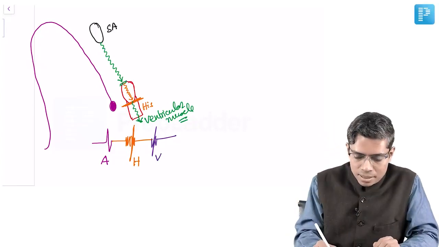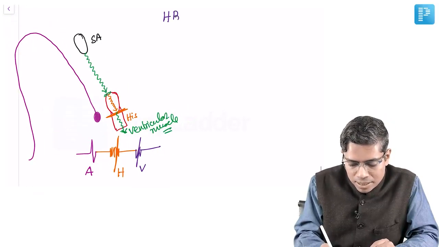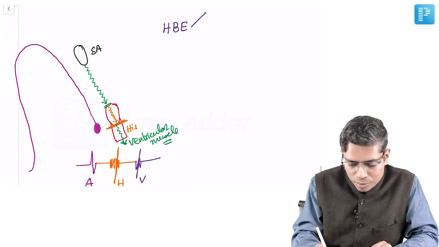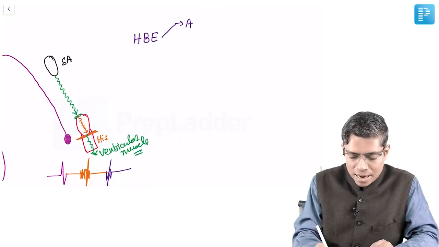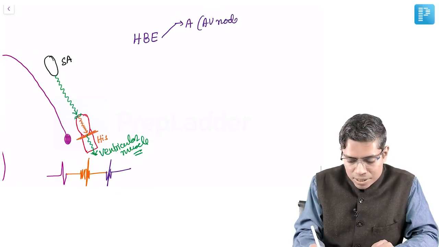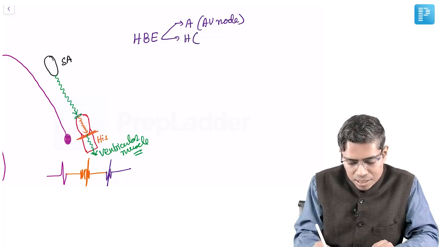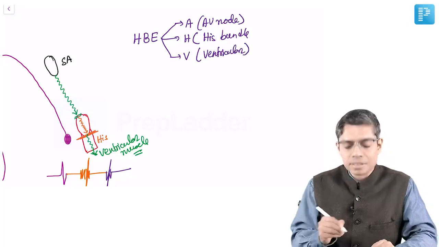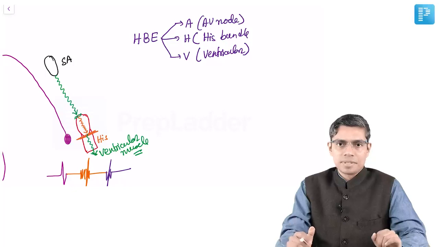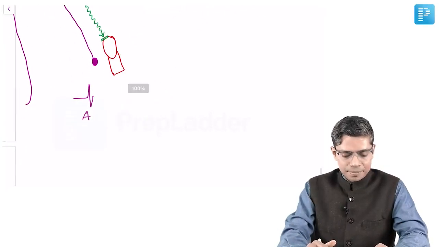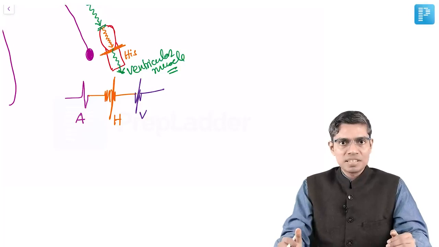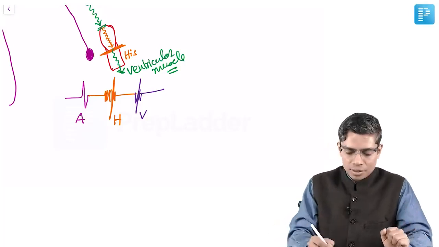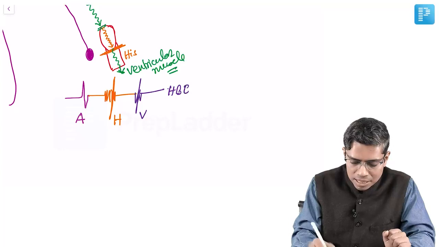So now I can understand that this His bundle electrogram contains three different waves: the A wave due to AV nodal activation, right? Then the H wave due to activation of the His bundle, right? And then the V wave, which is due to ventricular muscle activation or depolarization, right? So the three waves. Now I plot a normal ECG along with this His bundle electrogram. So this is my HBE, His bundle electrogram.